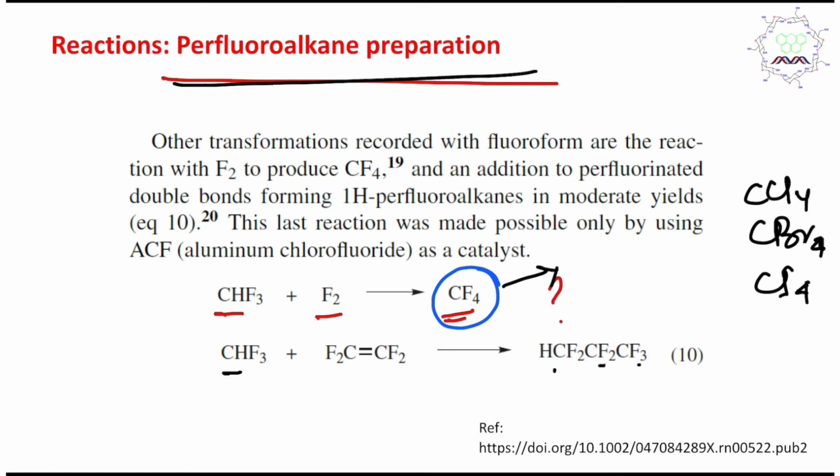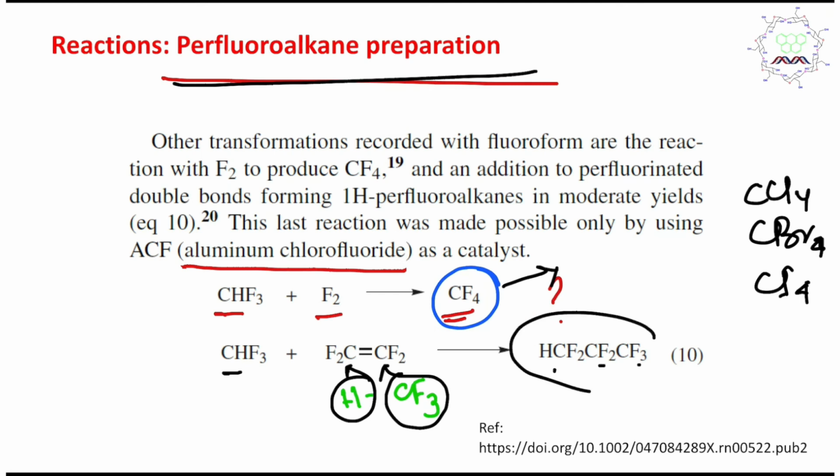You may remember the story this way, sir: this is hydrogen, this is CF3. One side hydrogen got attached, on another side this CF3 got attached. So you may consider it an addition reaction on a double bond. In this case, aluminium chlorofluoride acts as the catalyst. Now you may think, sir, why is it interesting?